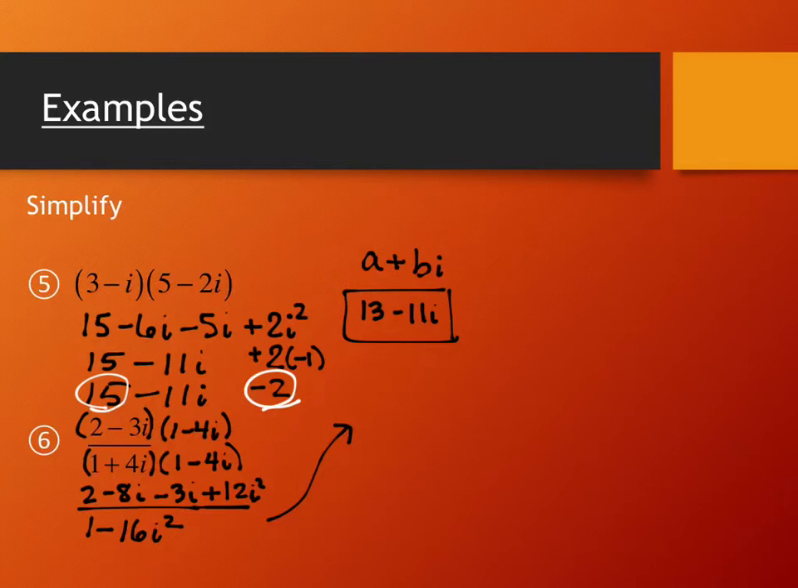I have 2, I have negative 8i, negative 3i, that's negative 11i, and then minus 12 because it's i squared, right? So the positive 12 becomes a negative 12. And on the bottom, this becomes 1 plus 16. So 2 minus 12 is negative 10, minus 11i, denominator 17.